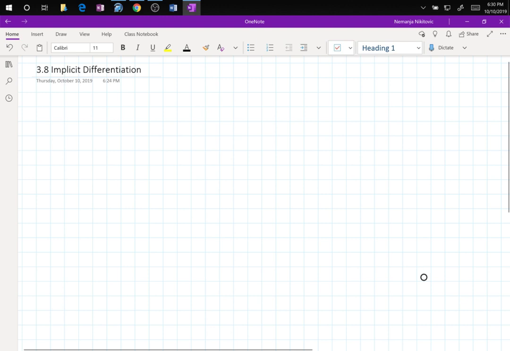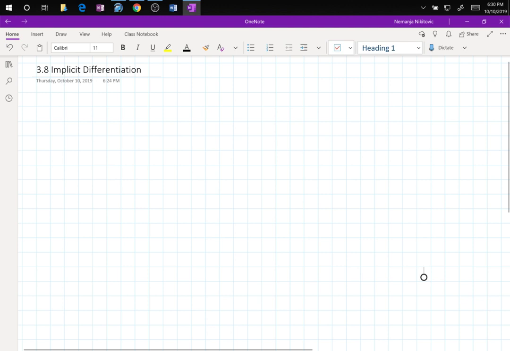So last two classes, we talked about the chain rule and we said that if you have function composition, the chain rule is the way to take the derivative of the function composition, and you can get velocity, acceleration, or whatever the application is.